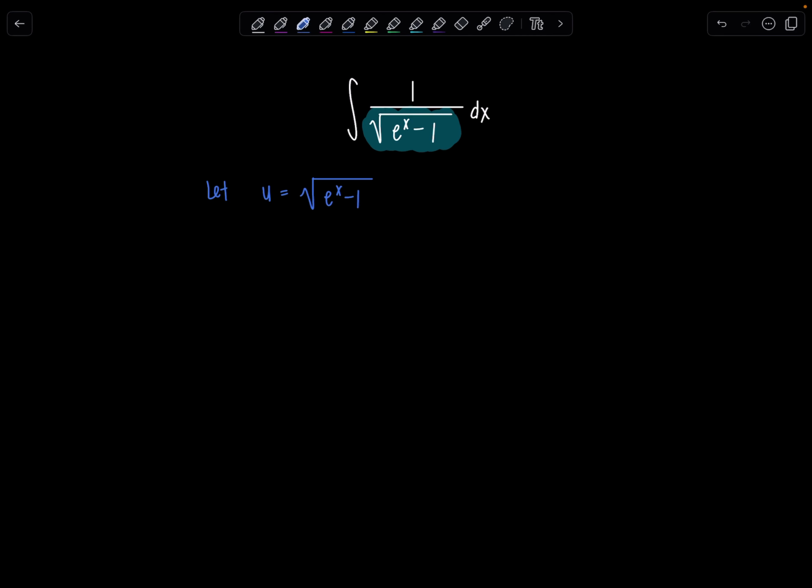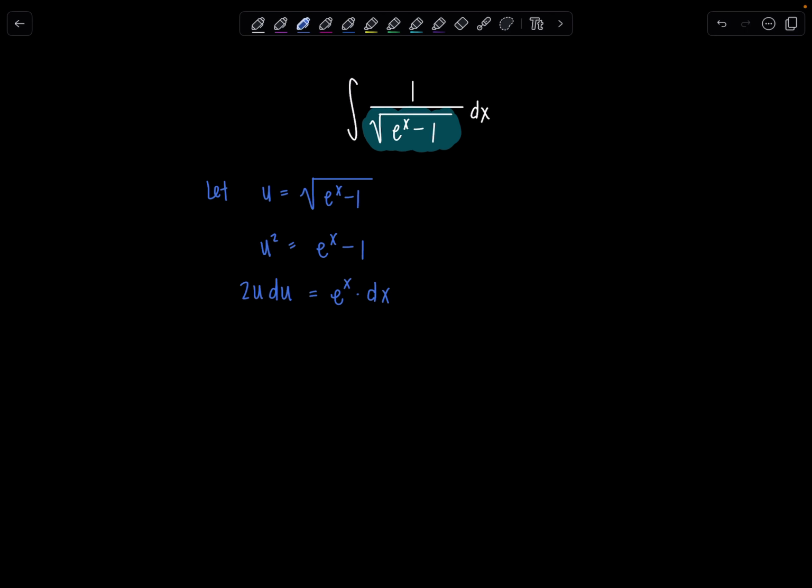And don't find du just yet. It'll be too painful. Square both sides first. So u squared equals e to the x minus 1. And then now let's go ahead, take the derivative of both sides so we can find our new differential. So 2u du, derivative of the left, would equal derivative of the right hand side, which would be e to the x dx.